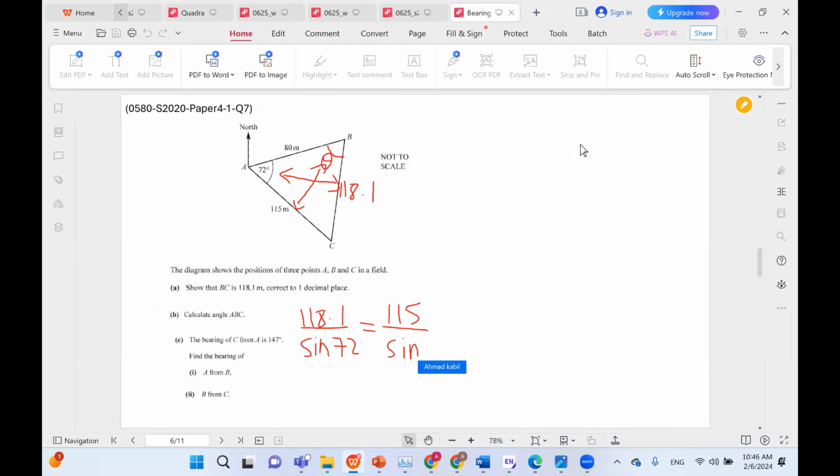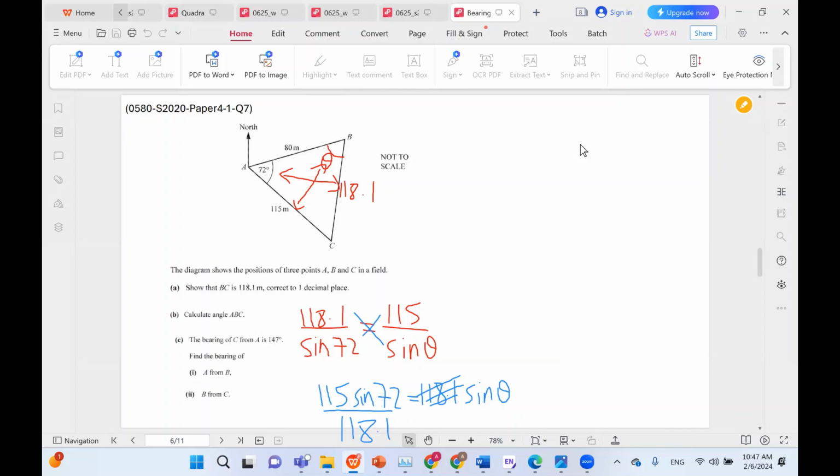And we cross multiply. So 115 sine 72 equals 118.1 sine theta. And then we divide by 118.1. We can cross this out from here. So we evaluate the fraction on the left. 115 sine 72 divided by 118.1. We get 0.926 whatever.